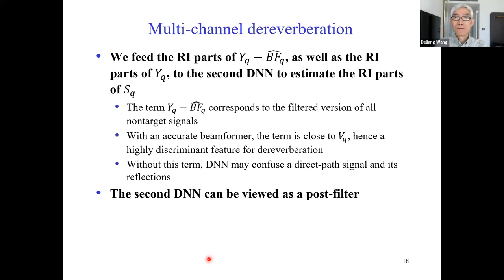Now let's do the dereverberation. For the dereverberation, we feed the RI parts of Y Q minus BF Q, as well as the RI parts of Y Q, to the second DNN to estimate the real and imaginary parts of the target signal. So this term corresponds, as we said, to the reverberation of all non-target signals. If you have an accurate beamformer, the term is actually very close to V Q. V Q is a combination of reverberant versions of the target plus background noise.